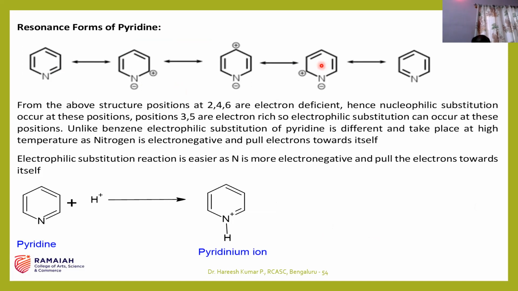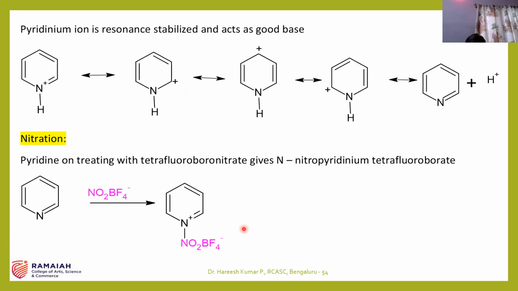And if you are talking about the basicity, this nitrogen can abstract a proton from the acid forming a pyridinium ion. This pyridinium ion is stabilized by resonance. Because of this property only, it is more basic compared to pyrrole, whereas in pyrrole the lone pair is used up in delocalization. That point you need to mention as far as the base is concerned.